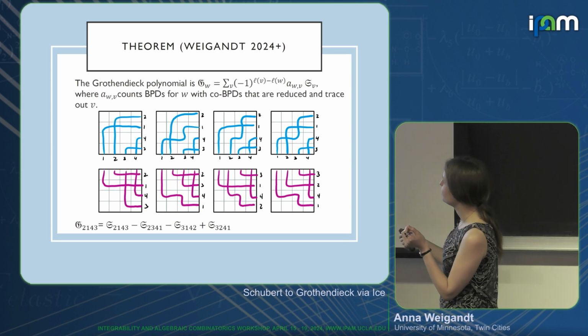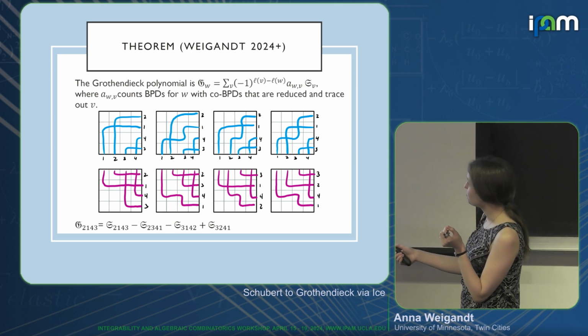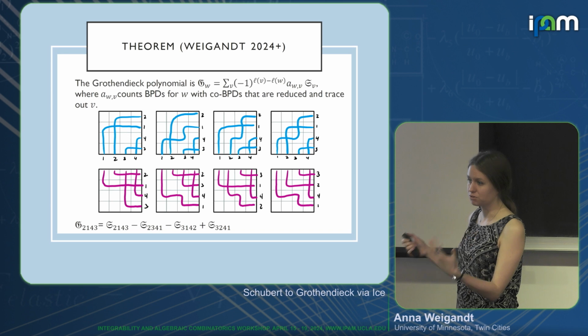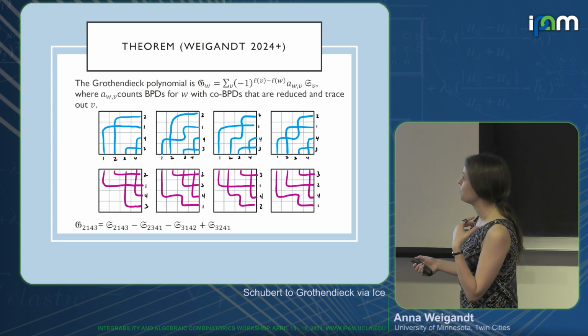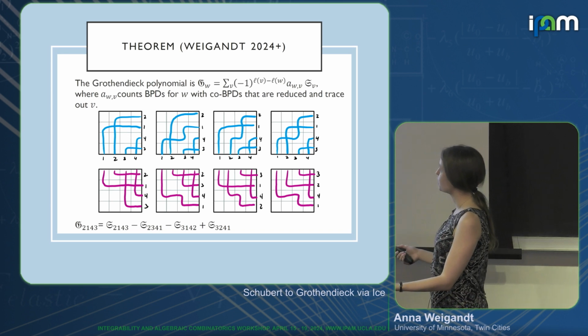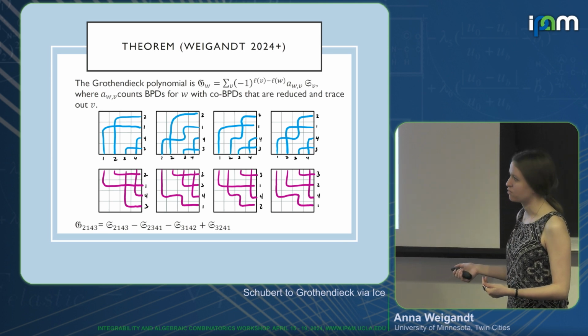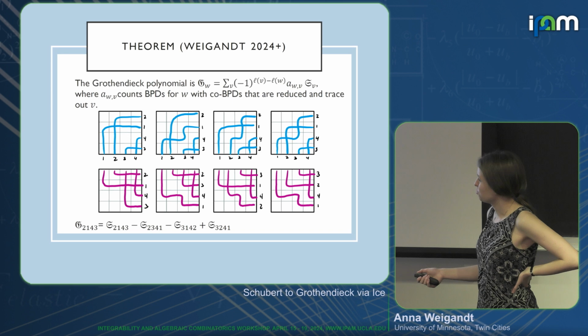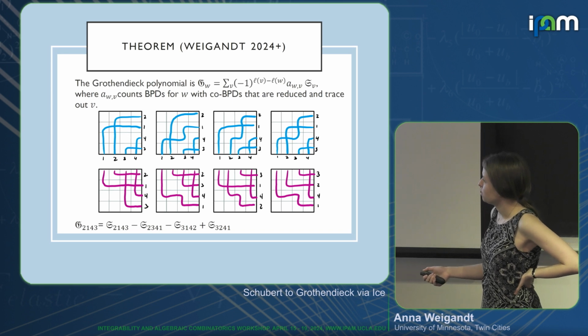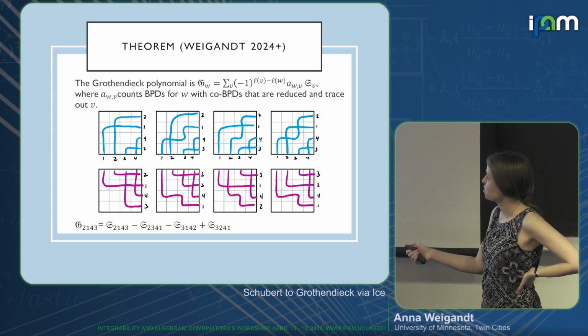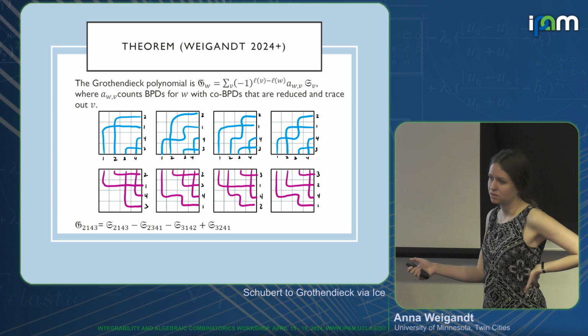So we take the bumpless pipe dreams for W, possibly reduced, possibly not reduced. We take the ones that have co-bumpless pipe dreams that are reduced and trace out V, and this tells us the coefficient. So we get the same expansion as before, but now as a sum over these objects instead.